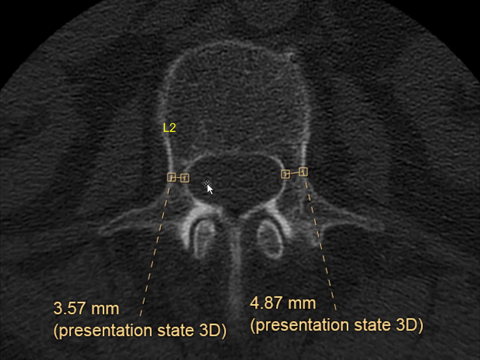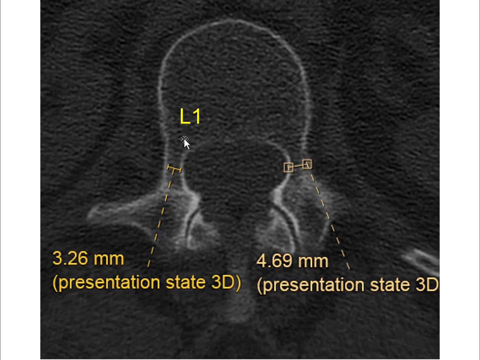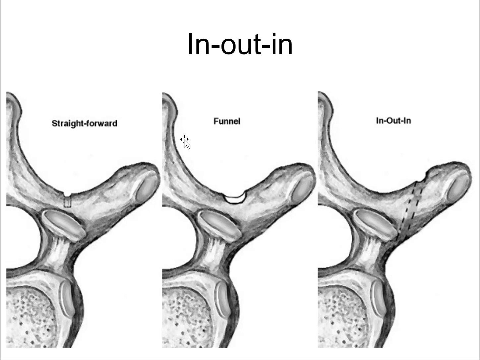Axial cuts through the L2 vertebral body show she has very small pedicles. On the right, 3.5 millimeters, on the left, 4.8 millimeters. So I don't think I can put a screw here on the right without encroaching the cortical wall of the pedicle. Same thing as L1. On the left, 4.6 millimeters. On the right, 3 millimeters. There's no screw. That's that shape.